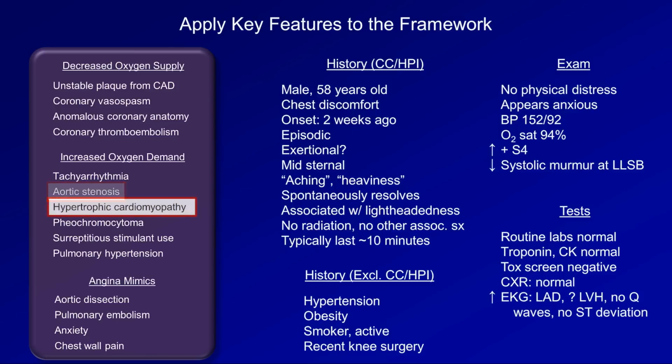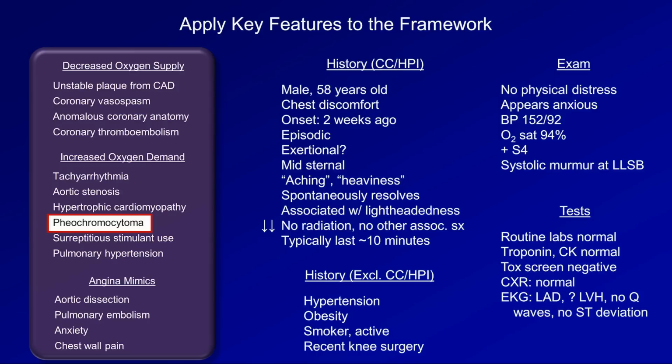For the most part, the arguments for and against AS are the same as for hypertrophic cardiomyopathy, including a murmur that is not characteristic. An additional consideration is that hypertrophic cardiomyopathy typically presents younger than this patient. Also, overall, hypertrophic cardiomyopathy is significantly less common than AS.